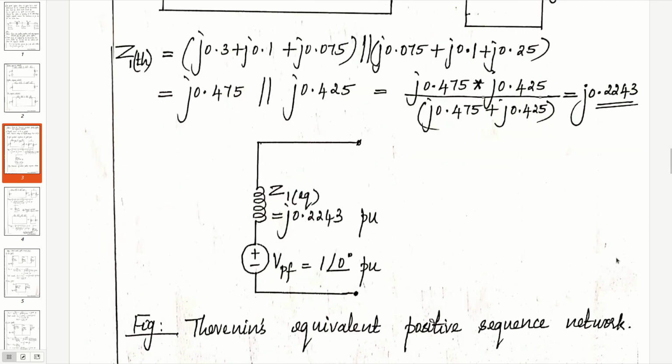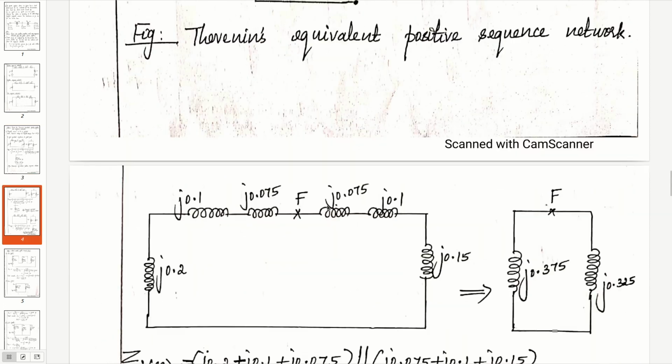So with this VPF and Z1 equivalent, we draw the Thevenin's equivalent positive sequence network. Okay, so now let us move on to the Thevenin's equivalent negative sequence network.